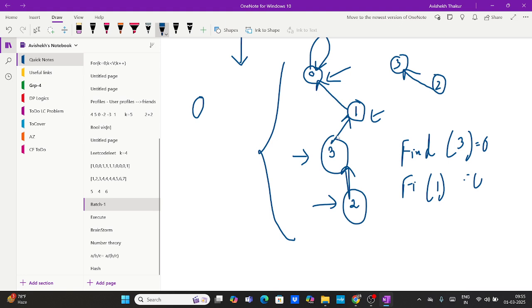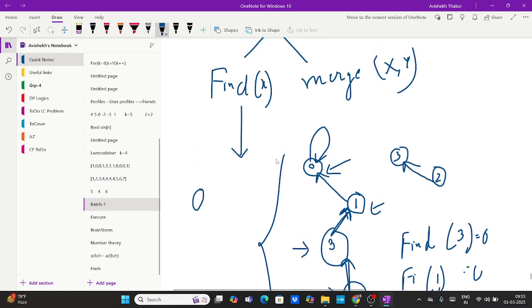Whatever links you see are nothing but parents. 1 is a parent of 3. 3 is a parent of 2. 0 is a parent of 1, similar to a tree structure. Obviously, we will not be forming these by hand. DSU will take care of all this, but from a theoretical perspective, this is what gets formed. So we have seen the find.